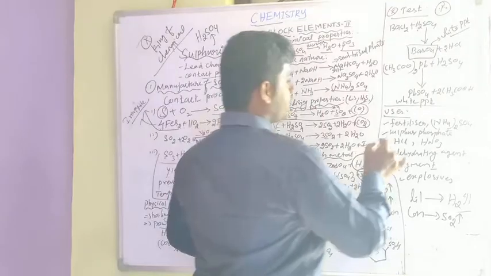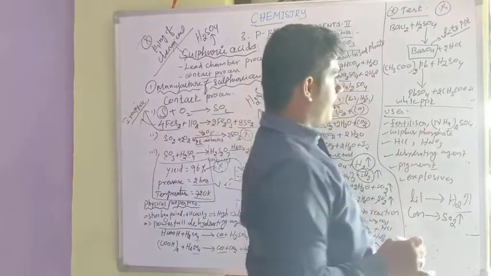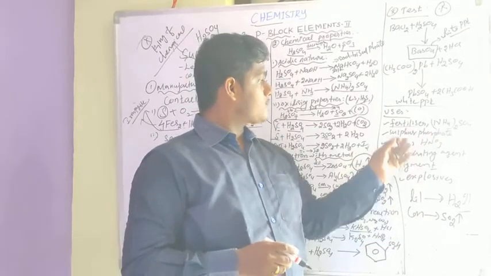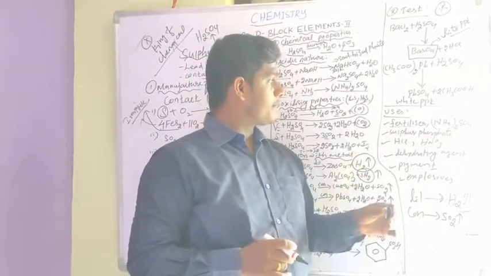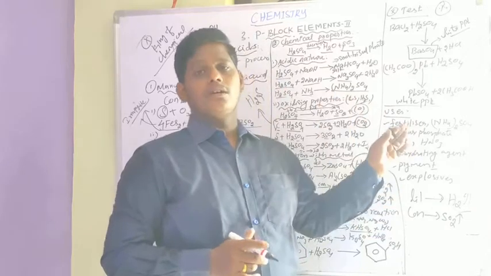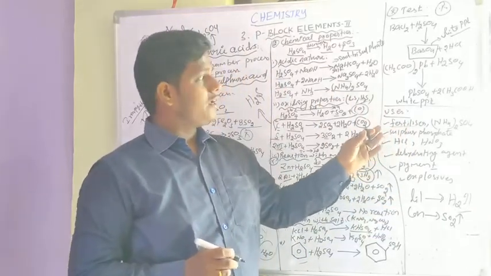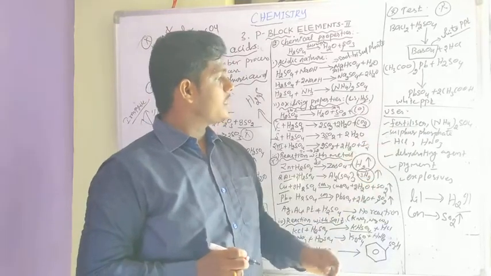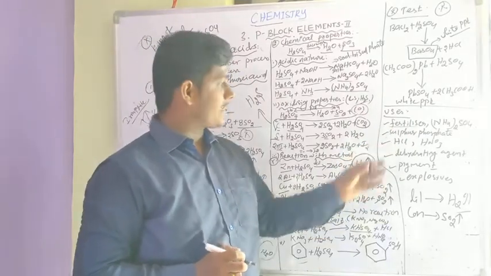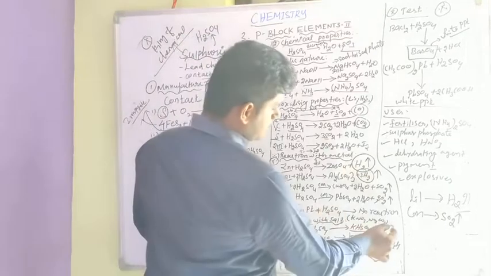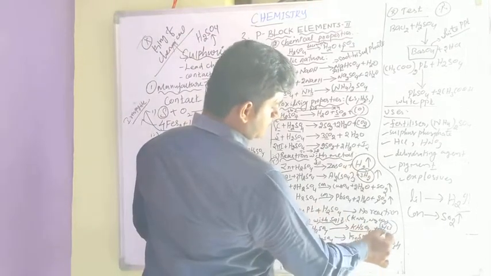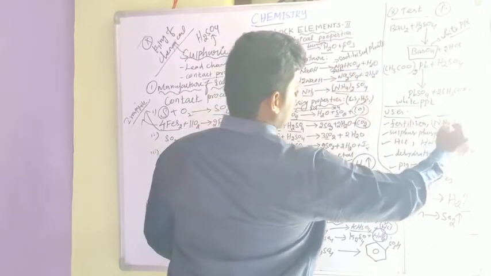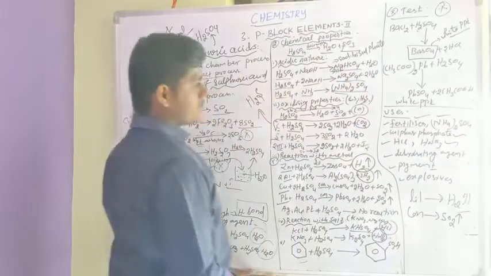It is used in fertilizers, that means NPK, also sodium sulfate and superphosphate. NPK is a fertilizer used by farmers. Also it is used in the manufacture of acids like HCl and HNO3, and also salts. These are the major compounds made using sulfuric acid.